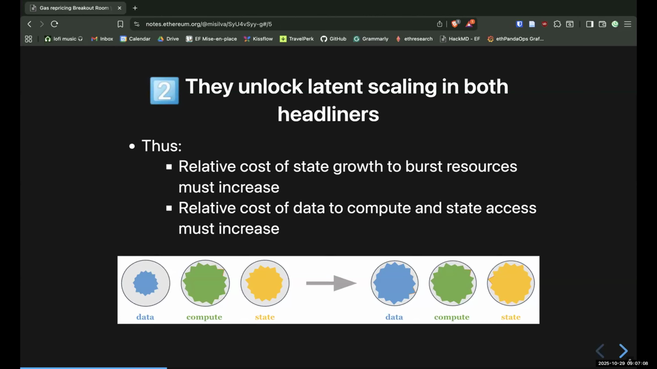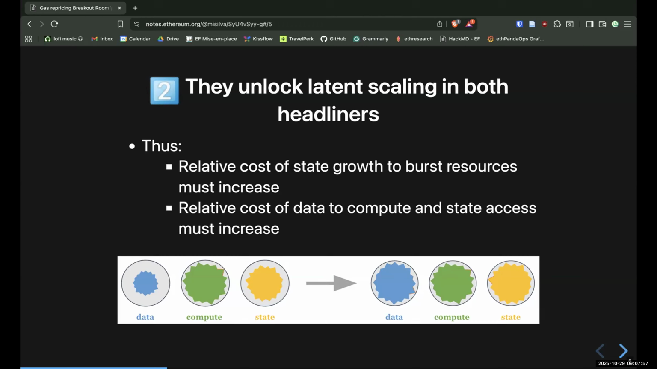So for instance, if we don't reprice state growth as an example, we cannot really increase throughput, because if we were to increase throughput as would be allowed by both EPBS and block level access lists, then we would increase state growth. And even though we have more time in the block for execution and for propagating the block, we don't really have more room for state growth. So the available budget for state growth is not changing. And so we really need to change the relative cost of this component relative to the others.